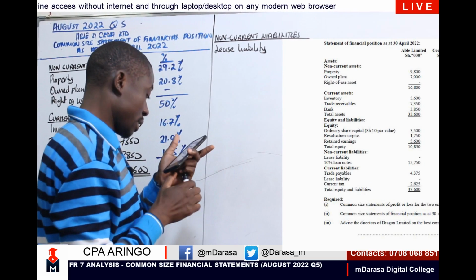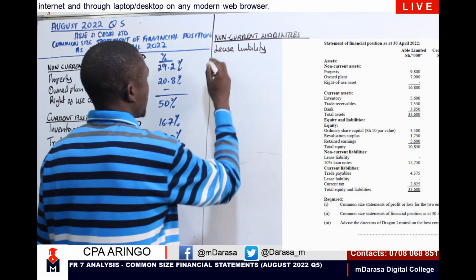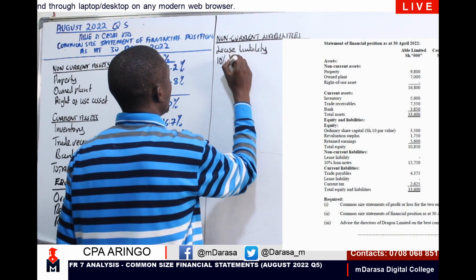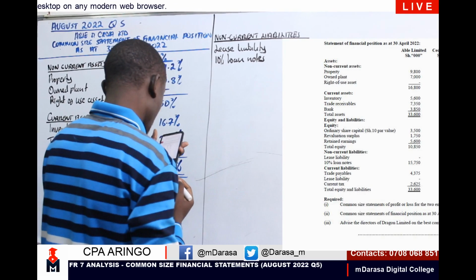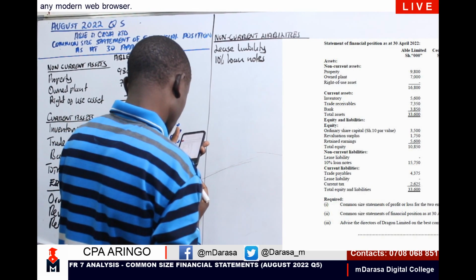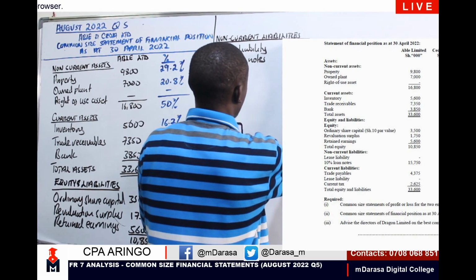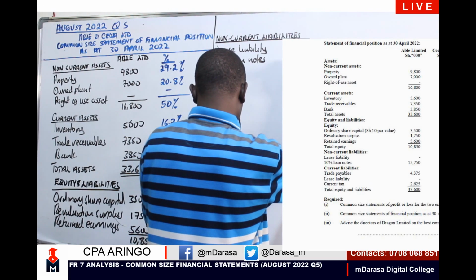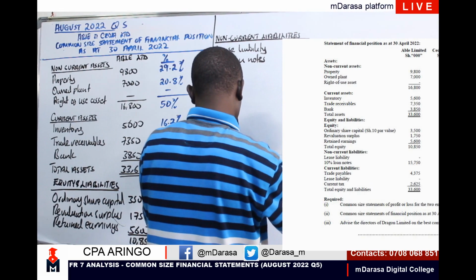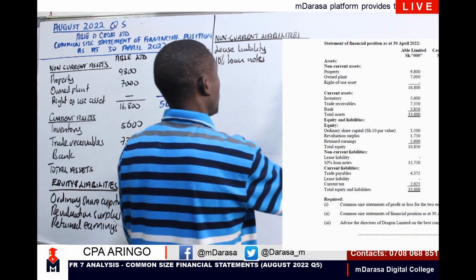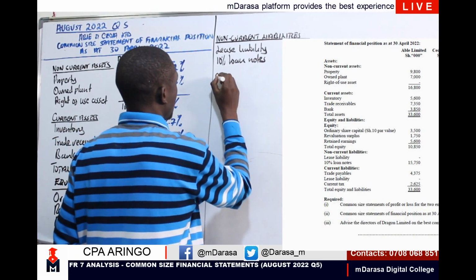We are having, of course, 10% loan notes, which is 15,750. We don't have lease liability in this first company. Then I'm having 10% loan notes, 15,750. So total in this case, of course, you can have 15,750. Then proceed to current liabilities.